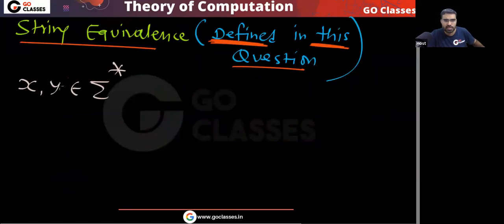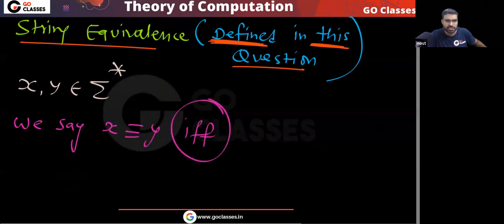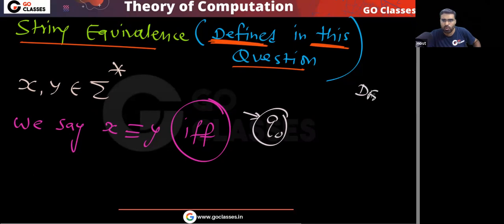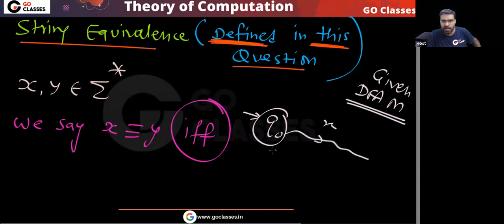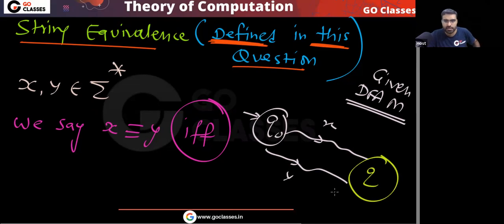Now the question is saying that we say X is equivalent to Y if and only if, from the initial state of this DFA M, which is already given to you, when you read this string X and when you read this string Y, you will go to the same state. You will end in the same state. In this situation, we will say that X is equivalent to Y.